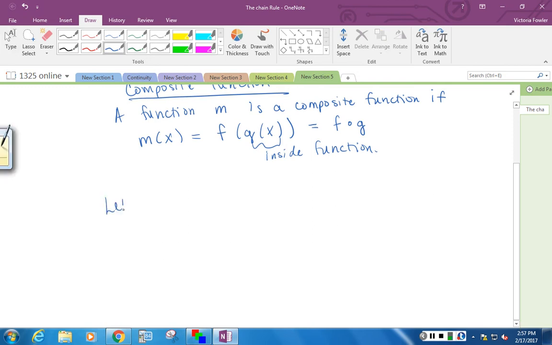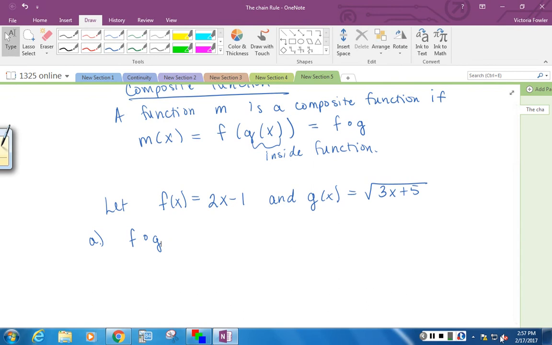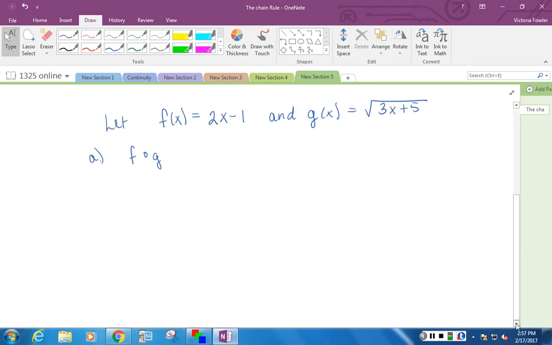Let's suppose, for the sake of being able to discuss this, that f of x is defined as 2x minus 1, and g of x is defined as, how about the square root of 3x plus 5. And so let's say that we're going to find f composite g. That's what we're asked to do. Okay, so the definition, f composite g, as we showed above, is the same thing as saying find f of g of x. And so let's consider this.